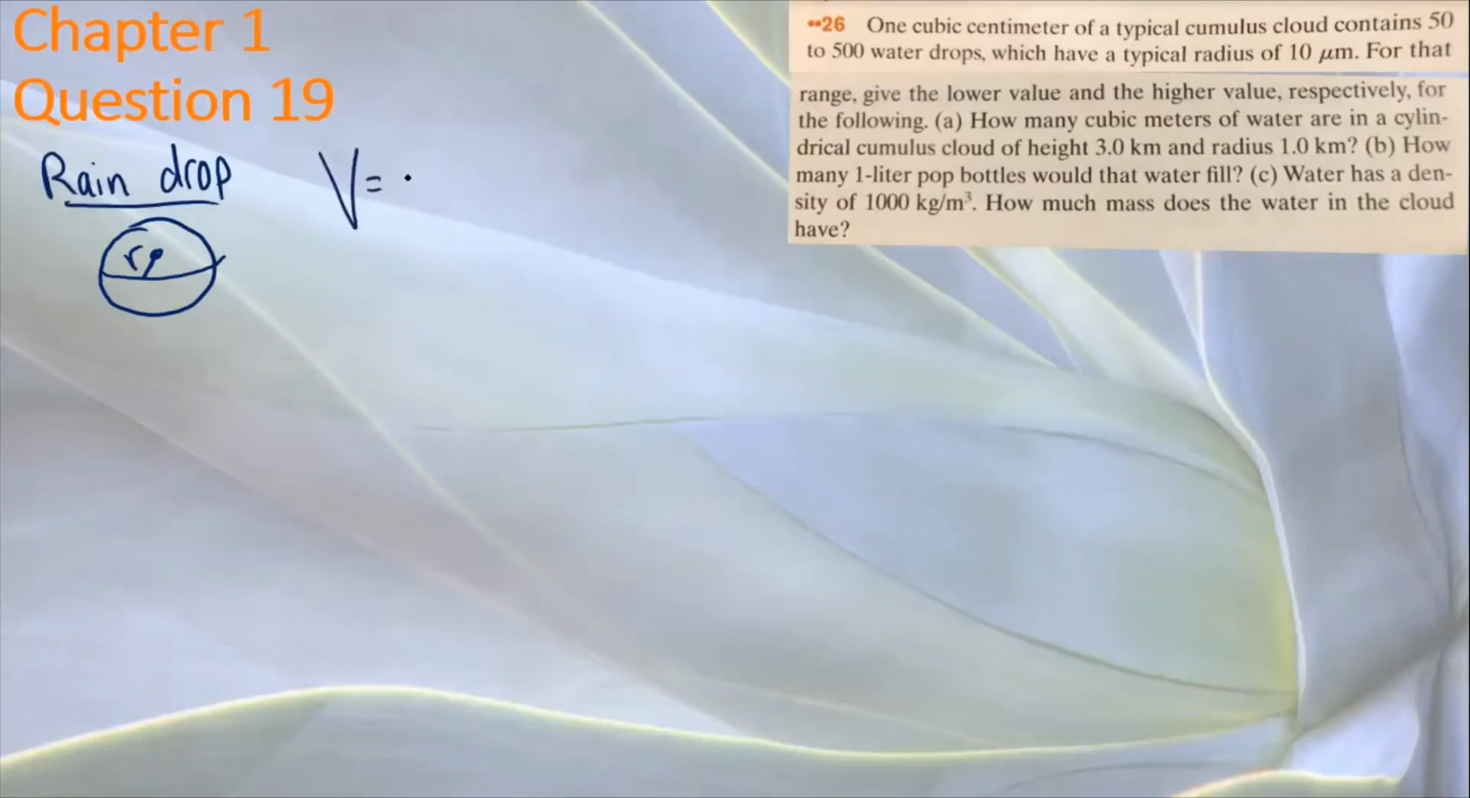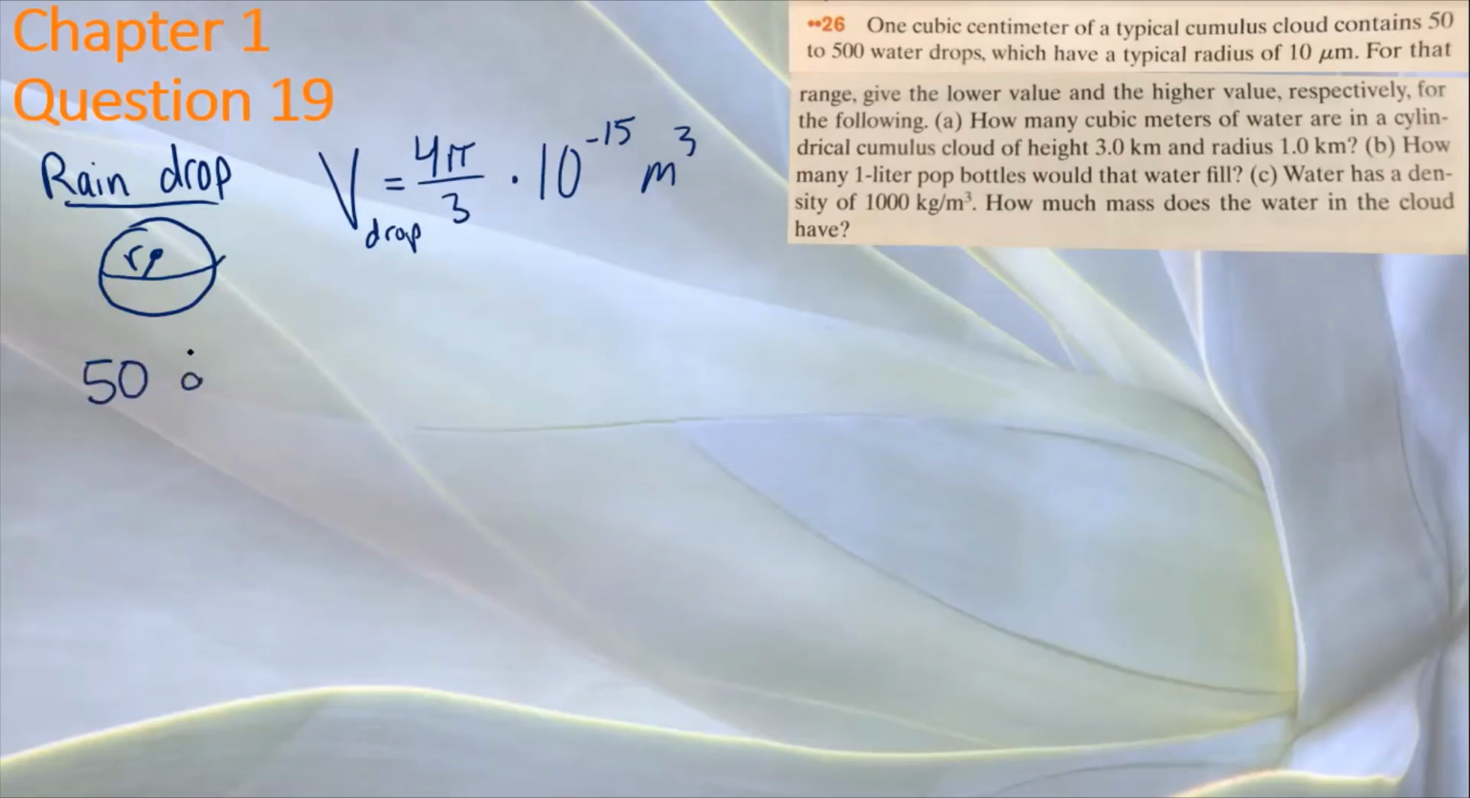So now that we've determined the volume of the rain droplet, which we said is 4 pi over 3 times 10 to the minus 15 meters cubed, we'll call this V drop. There's 50 drops in 1 centimeter cubed. But the volume of our water droplet is in meters cubed. So we need to convert centimeters cubed into meters cubed.